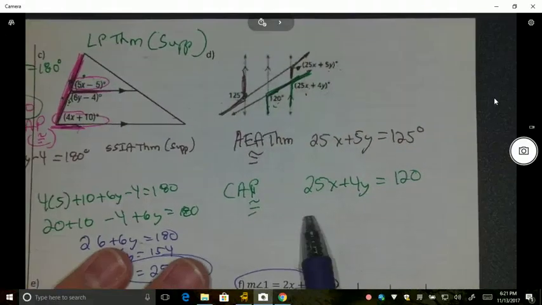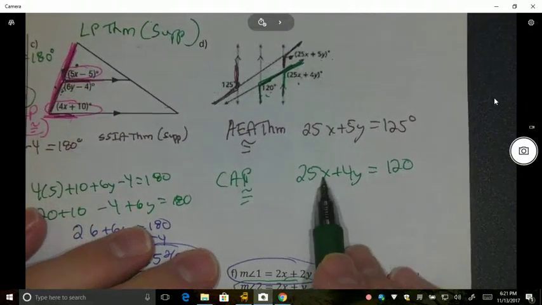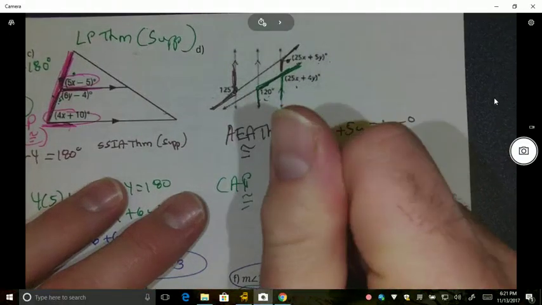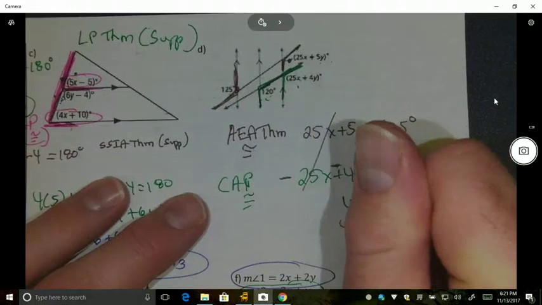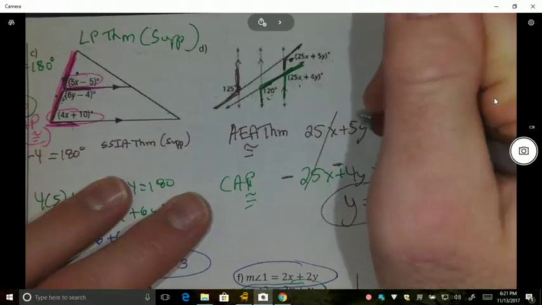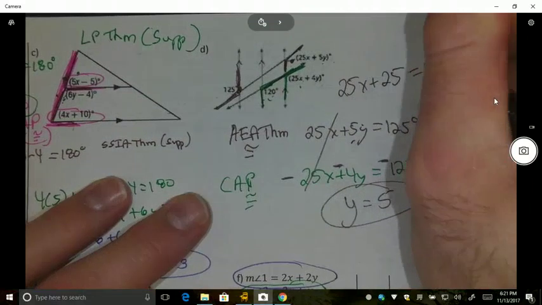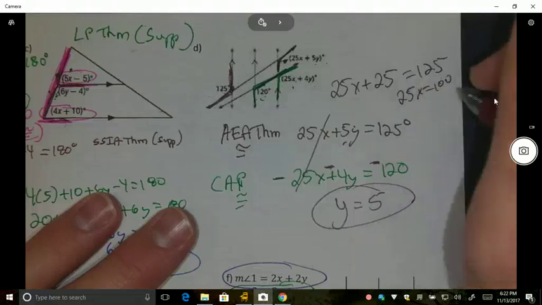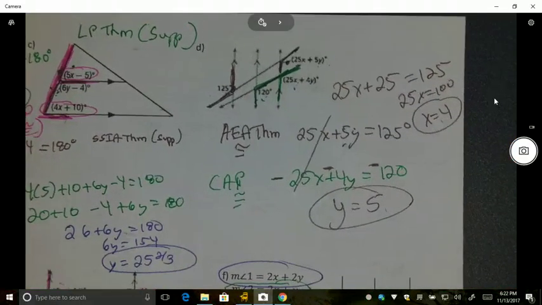For the other problem, the one on the upper right, I do need to use elimination. The 25x and 25x will cancel nicely if I just change the signs on this equation to minus, minus, and minus. So my x's are now gone. I have the variable y, 1y equals 5. Since y equals 5, I can plug that up here. 25x plus 5 times 5 is 25 equals 125. Subtract 25, 25x is 100. Divide by 25, x is 4. I now have the answer for both variables.